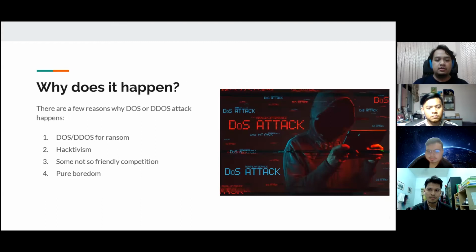So next, why does DOS attack happen? There are a few reasons why DOS or DDoS attack happen. The first reason is DOS or DDoS for ransom, which is when the hacker will try to charge the website owner by doing a DOS attack on the website. The next one is hacktivism. Hacktivism means that the hacker deploys an attack to spread a message. This is usually connected to political views or ethical concerns.